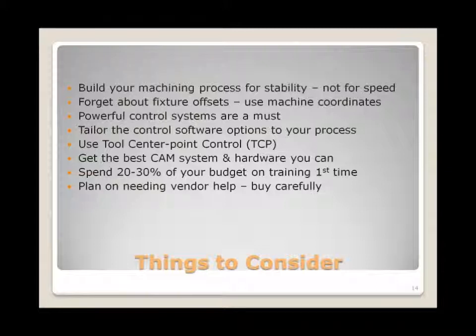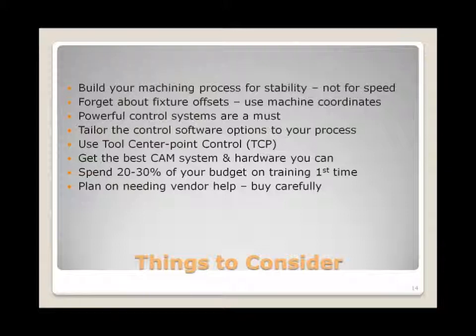One of those is tool center point control. TCP is what it's called by most folks. You can think of that as 5-axis cutter compensation. If you program vertical machining centers, you're very familiar with cutter radius compensation. TCP takes it to the next level.